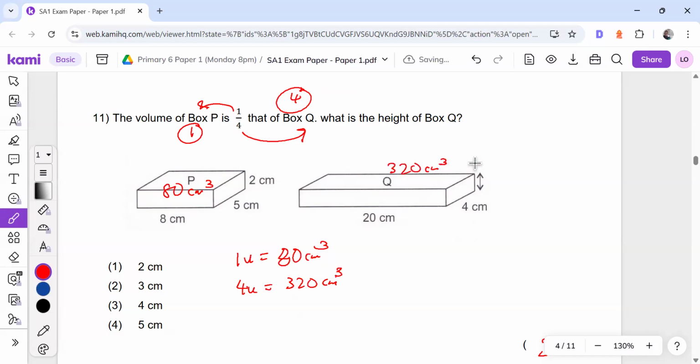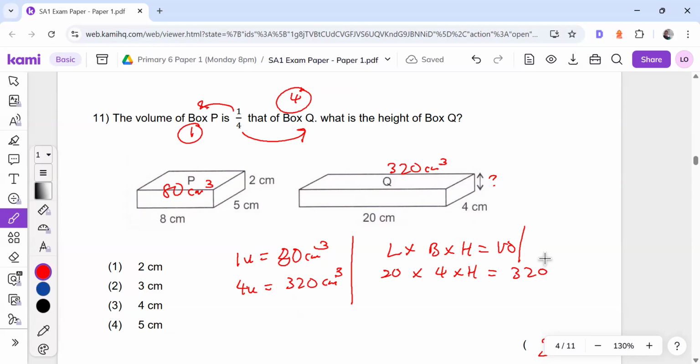And then you are stuck because you don't know how to get the height. And then remember, Mr. Tong taught you in P5, all right? P5, how to get the height? You write your formula. Length times breadth times height equals volume. Write your formula. Same for the triangle to find the height. Do the same thing. Length is 20. Breadth is 4. Height, don't know. Volume, 320. Put inside the formula.